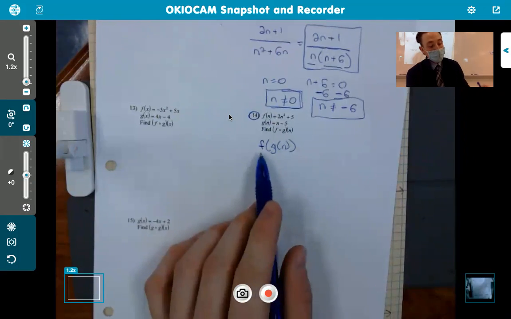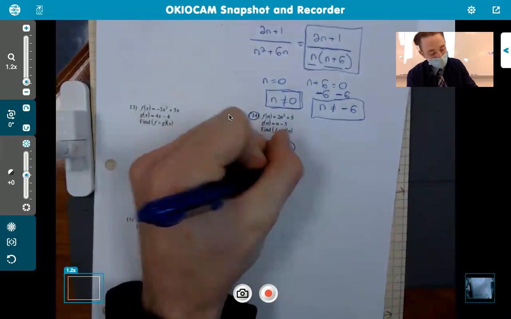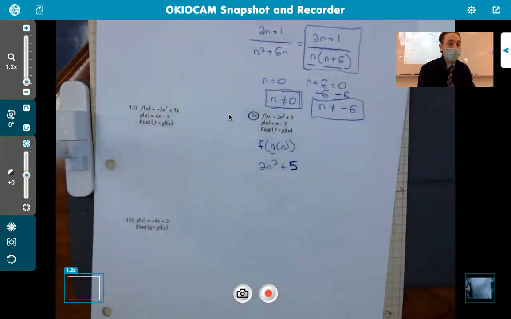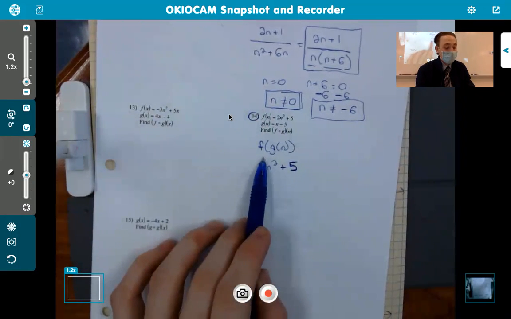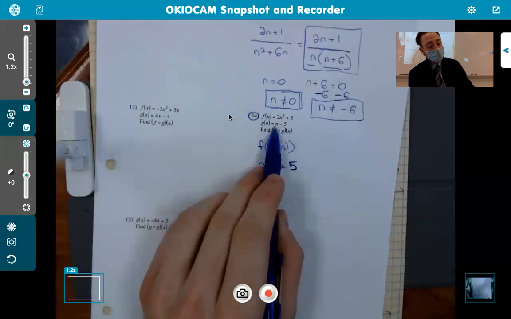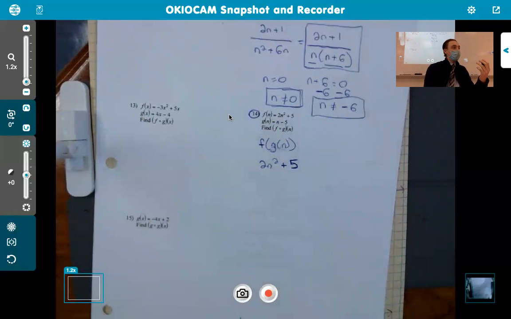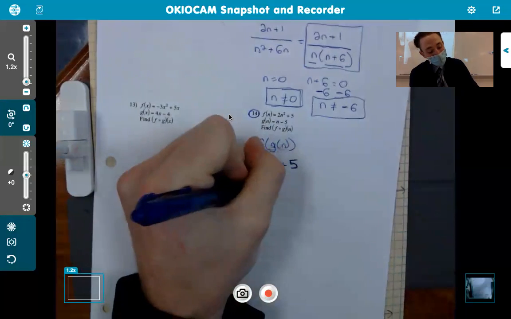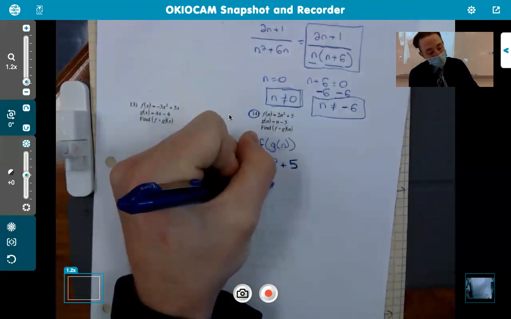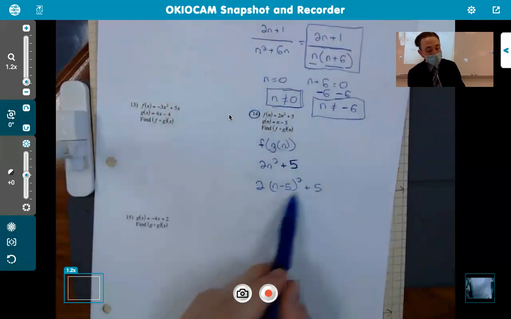Okay. So I start by writing down my outer function. So the 2n squared plus 5, right? That's my f function, my outer function. I'm going to start by writing that down. Now what I'm going to do is plug in n minus 5, the inner function, wherever I see an n. Be careful not to plug it in for n squared, right? We talked about that when we first went over these types of problems. You're plugging in n minus 5 for n, not n squared. So I have to square the n minus 5.